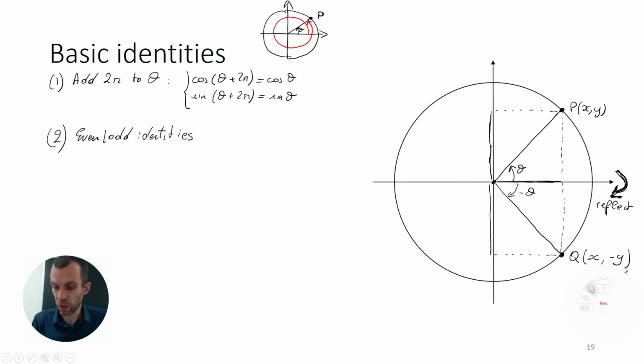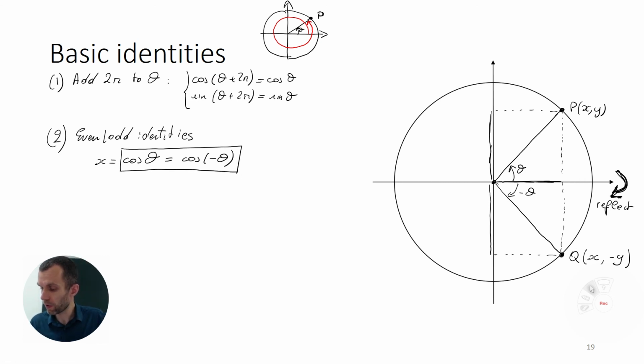Well, we know that the x value is cosine theta, and we said if we do that reflection, theta becomes minus theta, but the x stays the same. So we get that x is cosine theta and equal to cosine of minus theta. So from that reflection identity, from the fact that both P and Q, their x coordinate is this segment right here, we get that cosine theta is equal to cosine of minus theta.